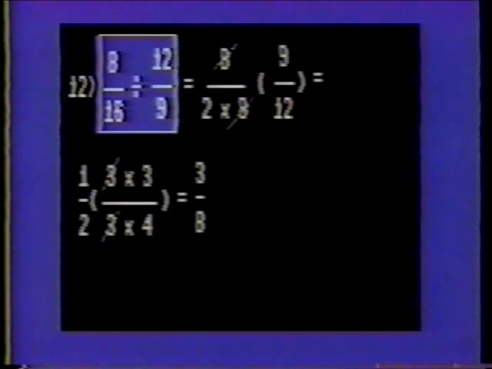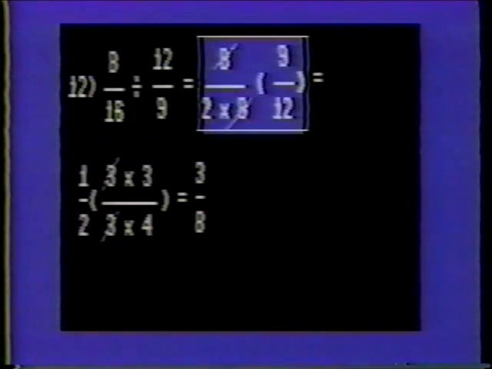Number 12. 8/16 divided by 12/9. As before, invert the denominator 12/9, which becomes 9/12. Then simplify 8/16, which is the same as 8 divided by 2 times 8. Finally, 8 divided by 8 cancels out, leaving 1/2 times 9/12.